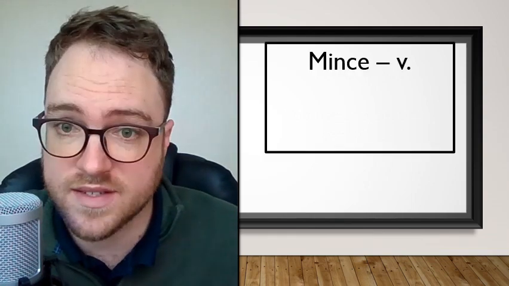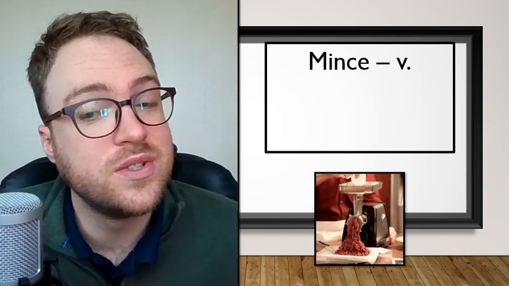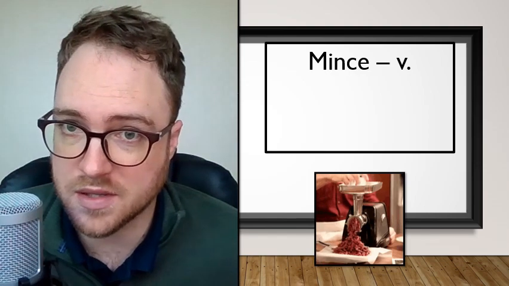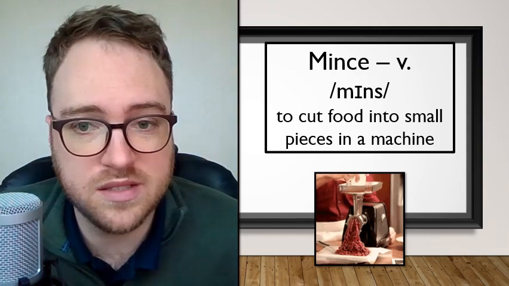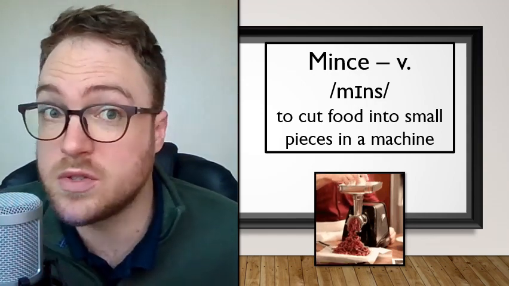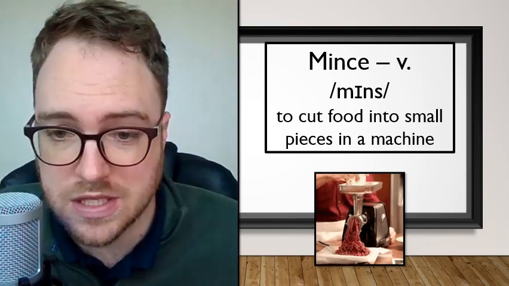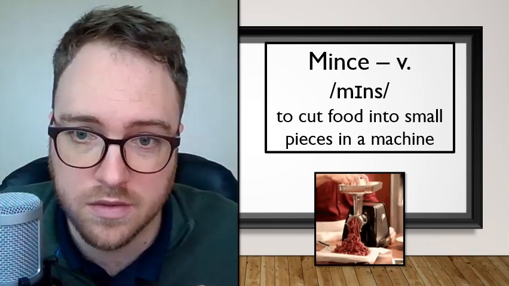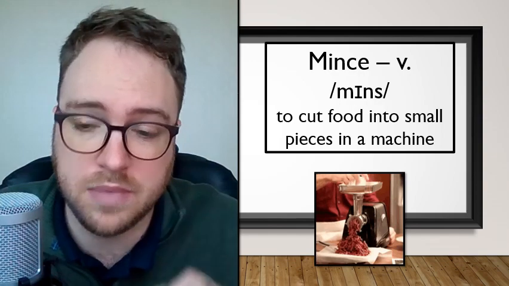All right, let's look at our next word. Our next word is mince. It's another verb. Here you can see it. Mince is a little bit different than the other words that we're learning today. Mince is special. Mince means to cut food into small pieces, usually in a machine. You don't use a knife for this, you use a machine. And you can see the pieces are very, very small. So if you need to mince some meat, it should be very small pieces.